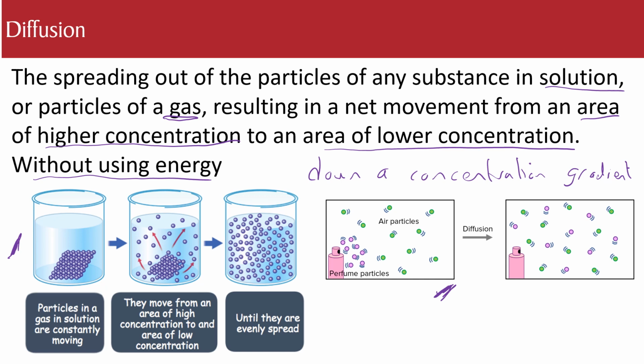If you imagine there's a room, and somebody walks in with perfume on, diffusion is the movement of the particles from a high concentration, which is here, to a low concentration, which is over here, down a concentration gradient without using energy. And eventually all the particles will spread out.